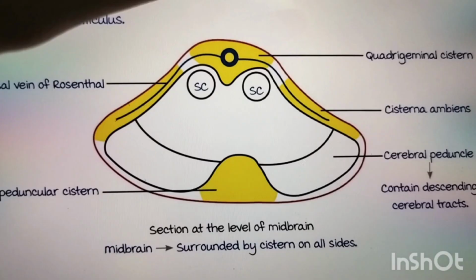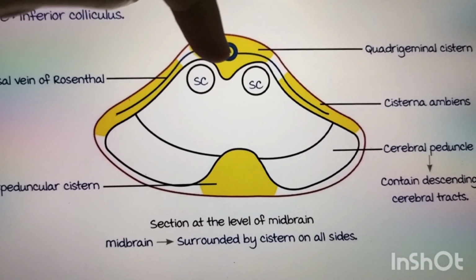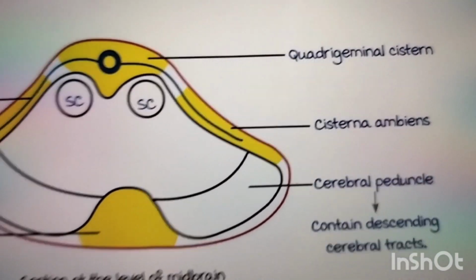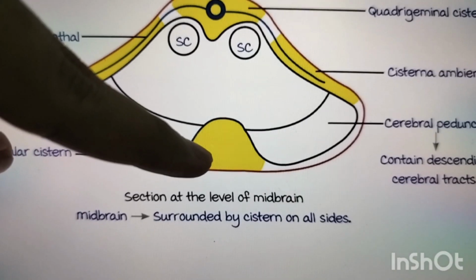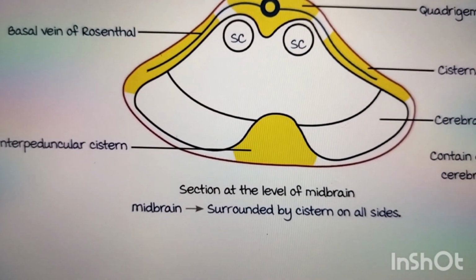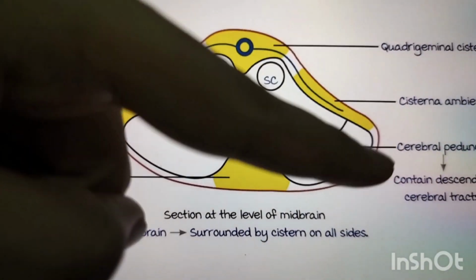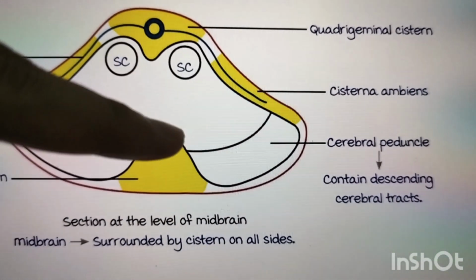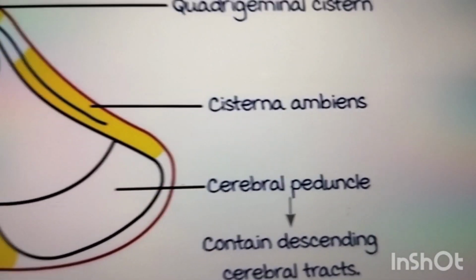that this is the behind part of the midbrain, and behind the midbrain, which cistern is present? This is the quadrigeminal cistern. In front of the midbrain we have what? We have the interpeduncular cistern between two peduncles, and sideways two cisterns. The sideways cistern is called the cisterna ambiens.